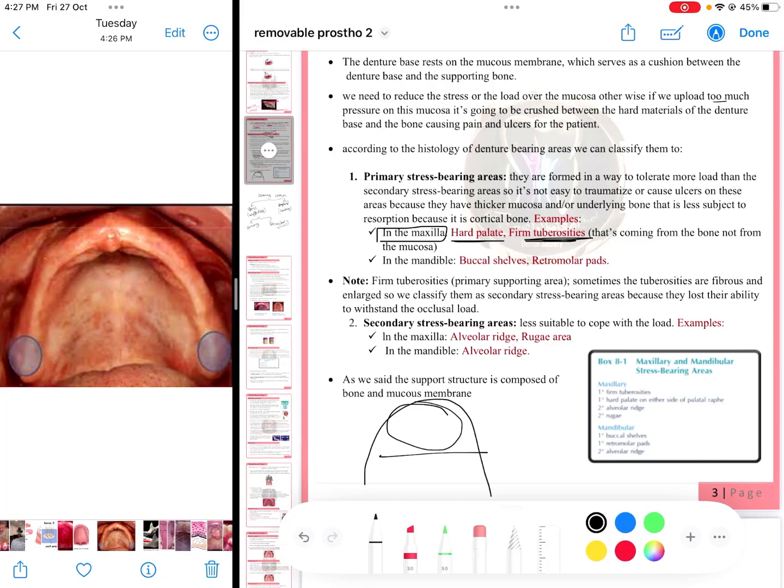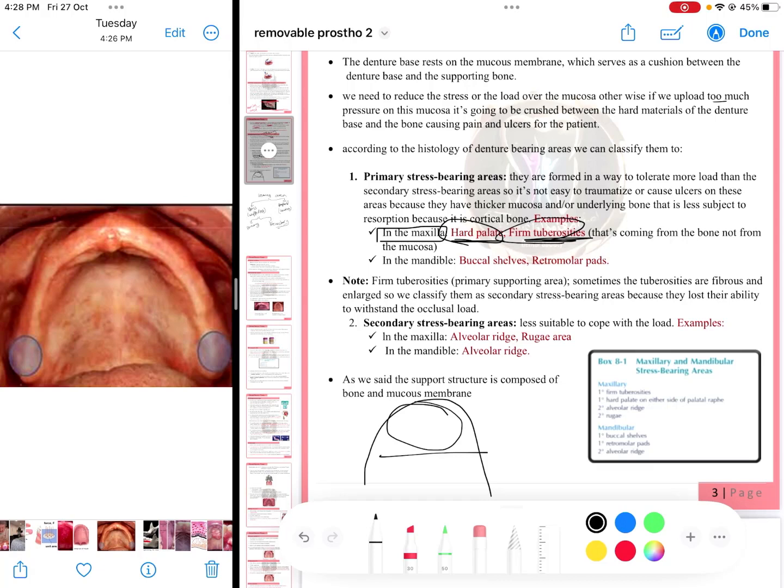We will talk about them in detail, but now I want you just to imagine, so the information can flow easily. Okay, that's why I want you to imagine from now what I'm saying before we talk about them in detail later. So this is the tuberosity, as we can see. So these two parts, the hard palate with the tuberosity, are primary stress areas. Why? Because the bone is cortical and the mucosa is thick.